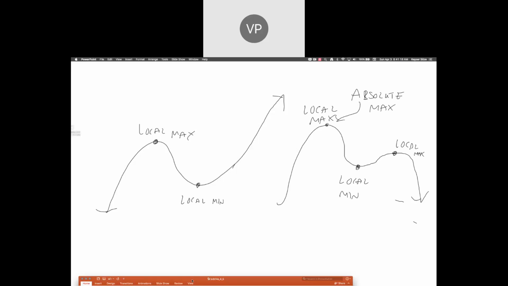It's like a bunch of mountaintops are local maximums, but what's the highest mountain? That's what's known as the absolute maximum, the highest around.